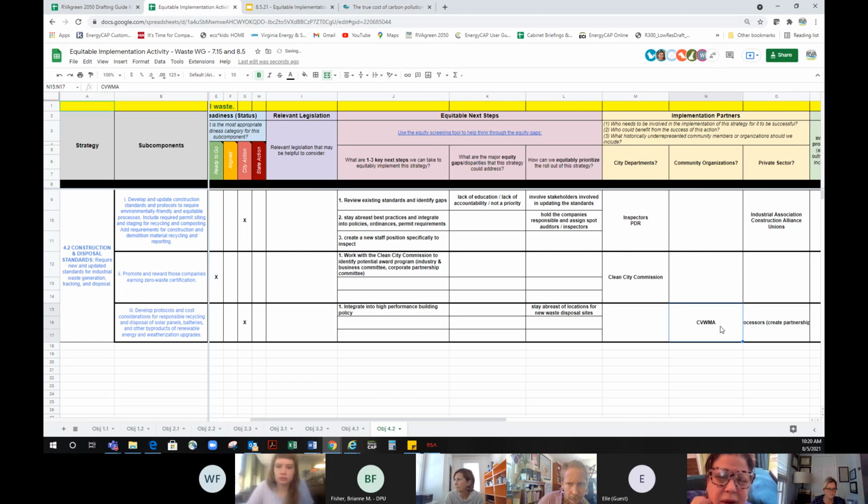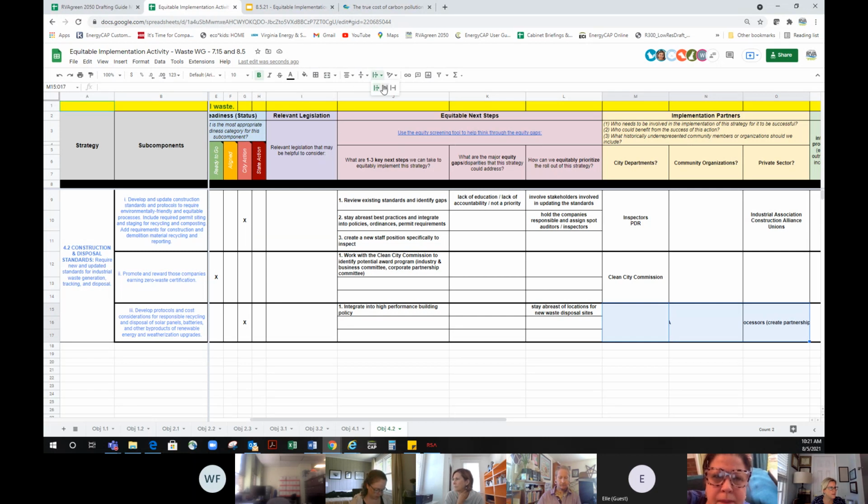Does DEQ already have protocol in this? I'm sure they do. I think we need to identify what the gaps are. There are all kinds of protocols in place, but why aren't they good enough in some cases? So maybe we need to figure out what the existing ones are now.